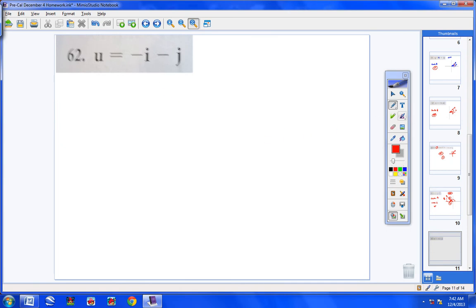-1, -1. Or negative i, negative j. But really, you understand there's a 1 right here and a 1 right here. So -1i minus 1j is the same thing as -1 comma -1. Alright? So with that in mind, I know I'm going over 1 and down 1. So there we go. There's my vector. There's my right triangle. Over 1 and down 1.